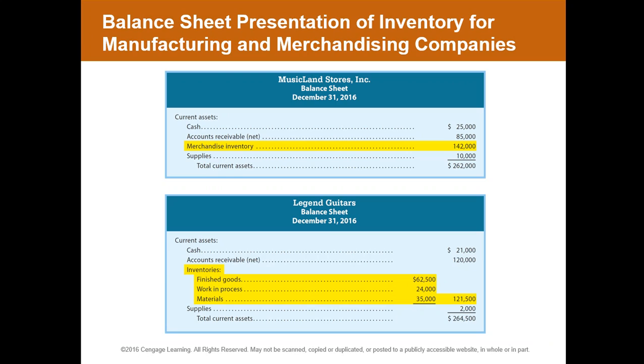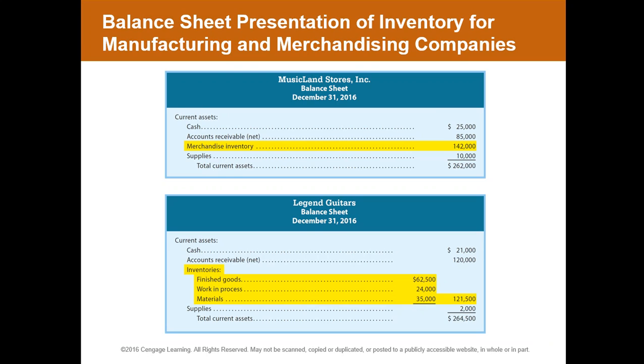So here's an example. Up top is Musicland. That's a merchandiser. And there's our current asset section of our balance sheet, and there's our line for merchandise inventory. Below that is Legend Guitars. There's our manufacturer, and our current asset section looks mostly the same except with our inventory. And we very clearly see our three pieces of inventory.